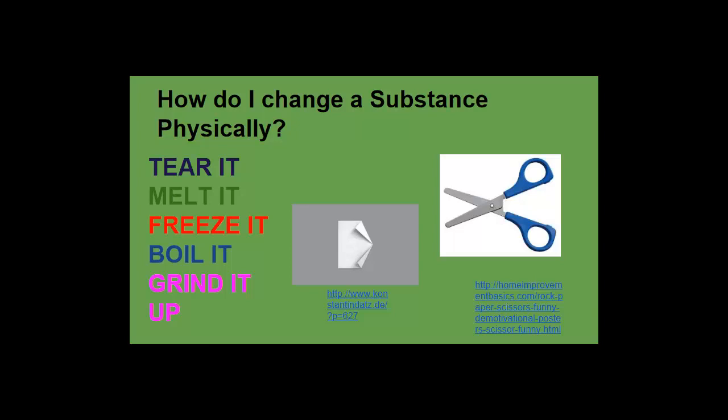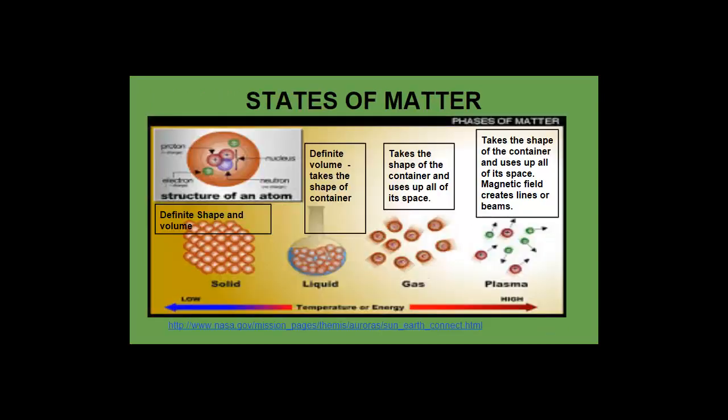Another example would be if we took peanuts and put them into a blender. We could grind them up so that they look like peanut butter. They are still peanuts. When we change the way a substance looks, it is generally associated with states of matter. There are four states of matter. The first is a solid.